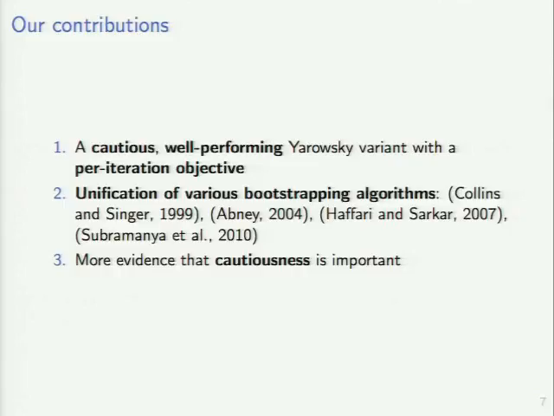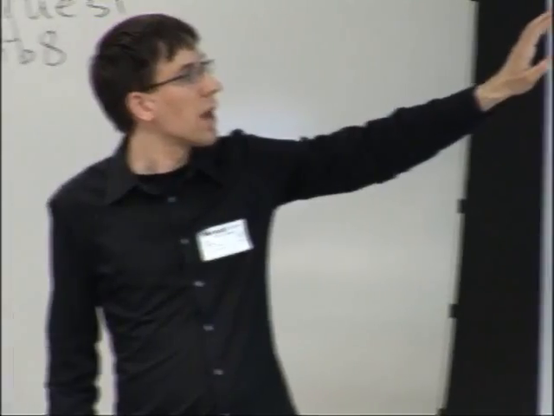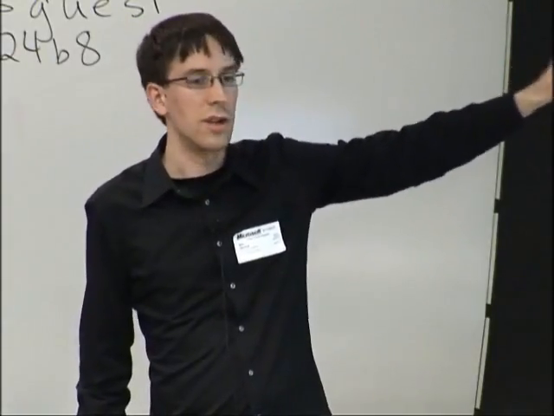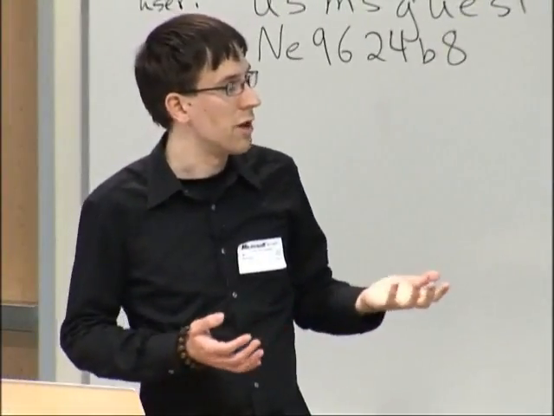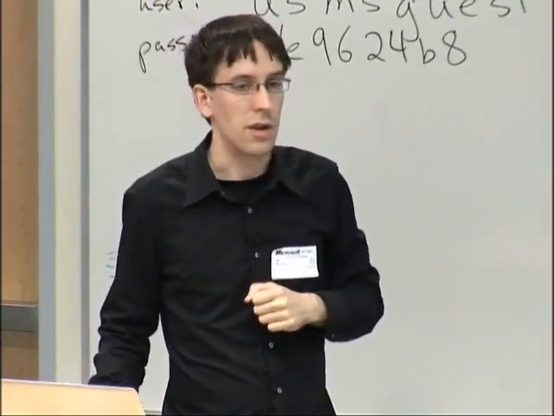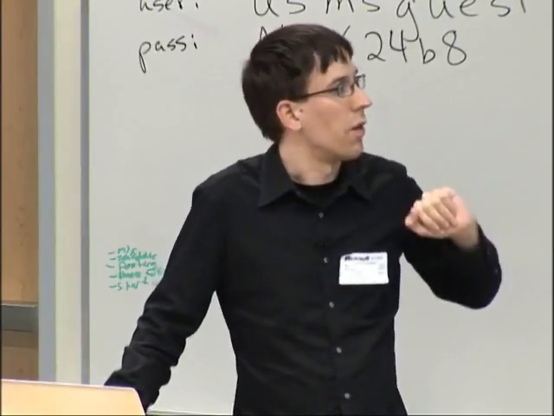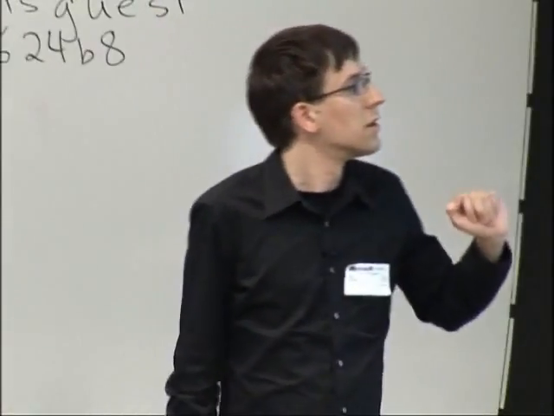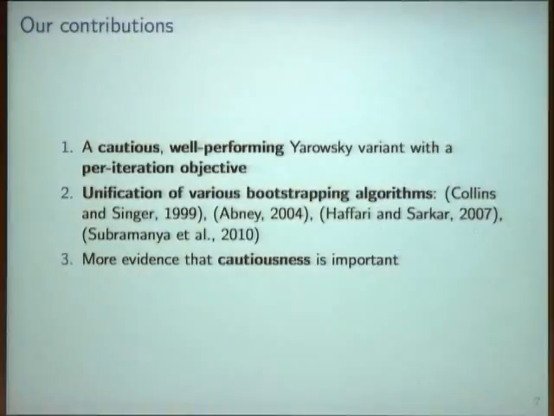So our own contributions for this paper, number one, we have a Yarowsky variant with a per iteration objective, which we'll see in a minute. And this algorithm is cautious, and we can show that it performs well. So unlike the previous well-analyzed Yarowsky algorithms, we show that it can do as well as Yarowsky cautious. Second, we've unified all these different approaches, the different algorithms. And third, more evidence that cautiousness is actually important.